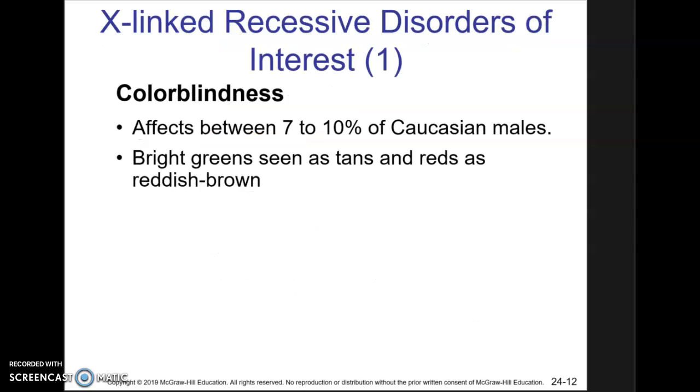Color blindness is one of the most common X-linked recessive disorders, and it affects about 7 to 10% of Caucasian males. Bright greens are seen as tans, reds as reddish brown. There are a few for whom it is more extreme: they cannot tell reds from greens at all, so you can understand it is very hard for them to drive. They can see yellows, blues, blacks, whites, and grays, but reds are often confused with greens.